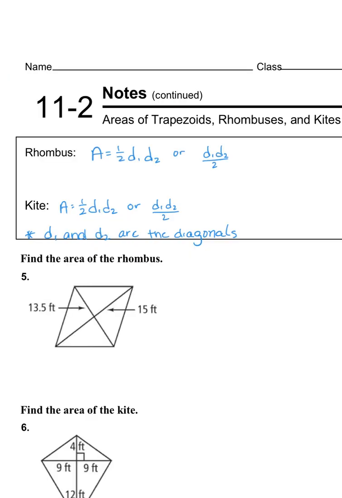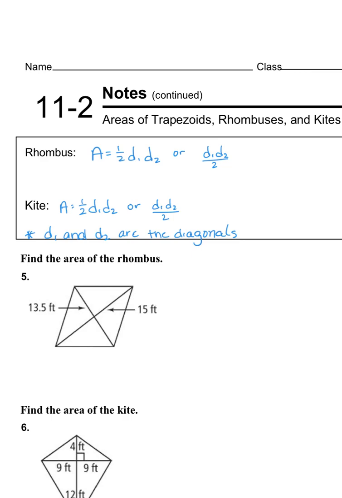Okay, as you can see, our next two shapes have the exact same formula. So it's 1/2 d1 d2, or d1 times d2 divided by 2. So the important thing to remember is that the d1 and the d2 are the diagonals. So they're the part that crosses in the center.